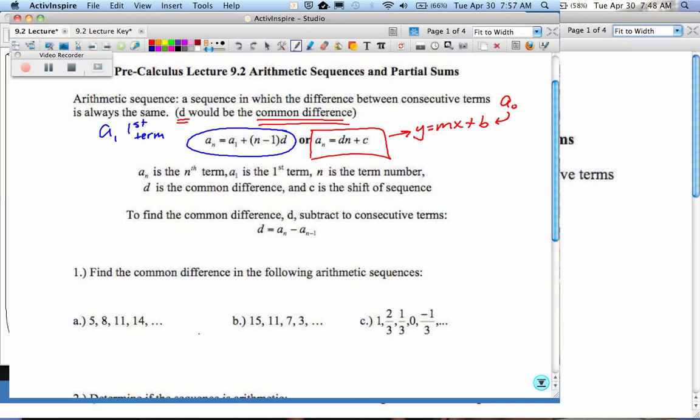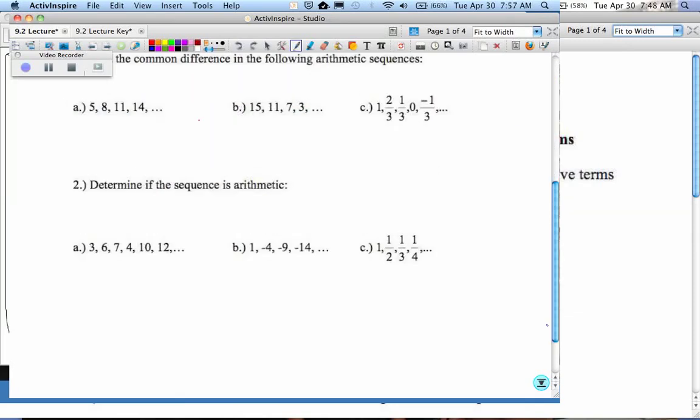So quickly, we will double check to see if these are indeed, well, actually they come out and tell you they're an arithmetic sequence. Find the common difference. So what is 8 minus 5? What is 11 minus 8? What's 14 minus 11? 3. 8 minus 5 is 3. 11 minus 8 is 3. 14 minus 11 is 3. So my common difference is 3.